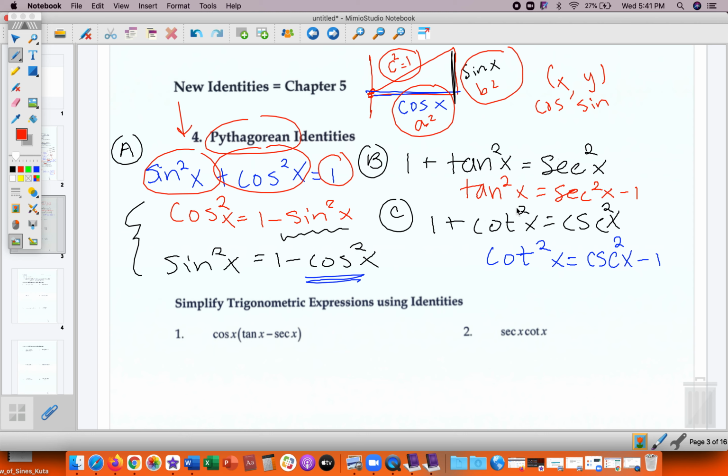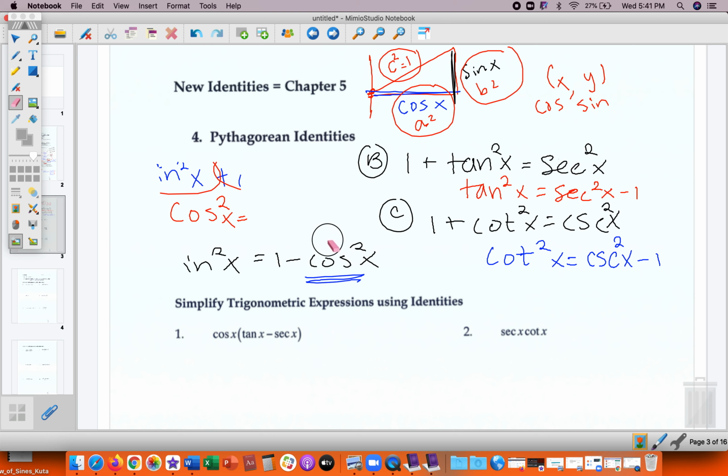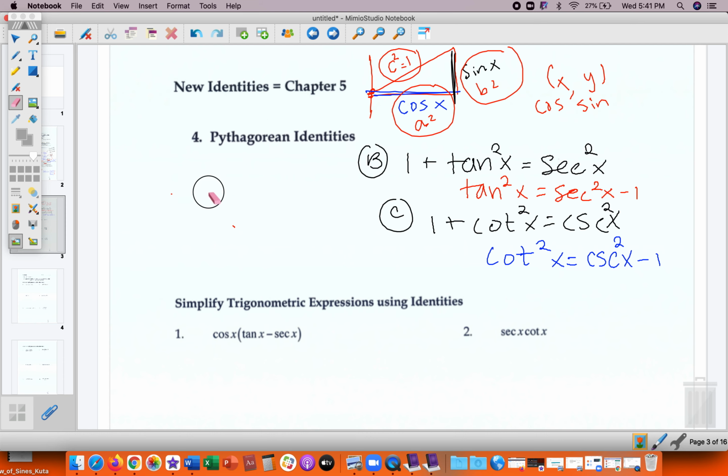Then if you look over here on the right side, you see 1 plus tan squared equals secant squared x. You see 1 plus cotan squared equals cosecant squared x. One thing that I do when I'm doing these identities is I always remember sine squared plus cos squared equals 1, and then I'll rearrange and find all of the other identities. So for example, if I start with sine squared x plus cos squared x equals 1, I always write that on my paper first.